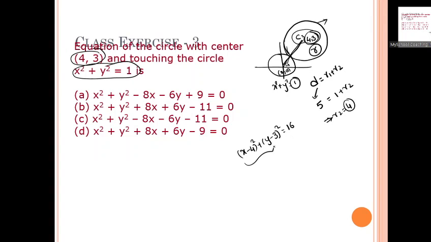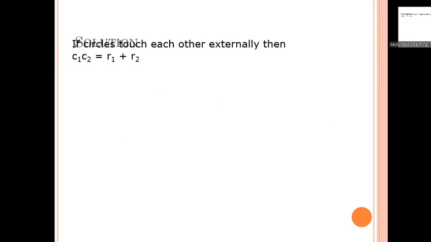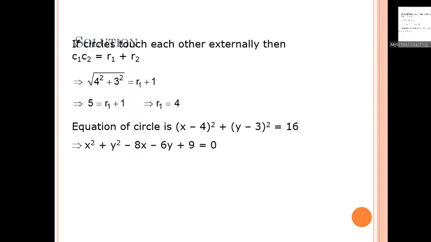So if you expand this, which option are you going to get? Can you tell me fast which option is the right answer? A is the right answer. C1 C2 is equal to R1 plus R2. So R2 is equal to 4. So this is the answer. If you simplify it, you're getting answer A. Okay.